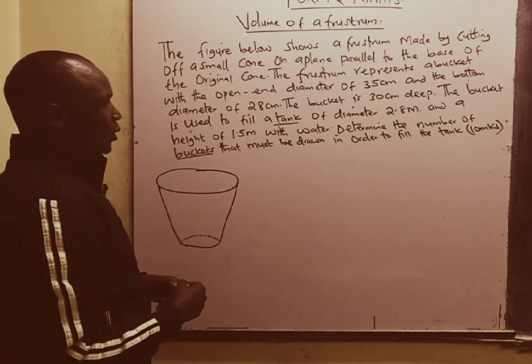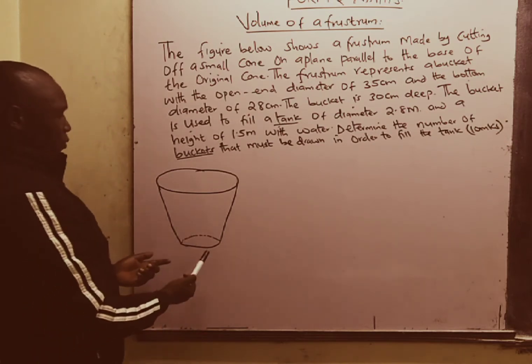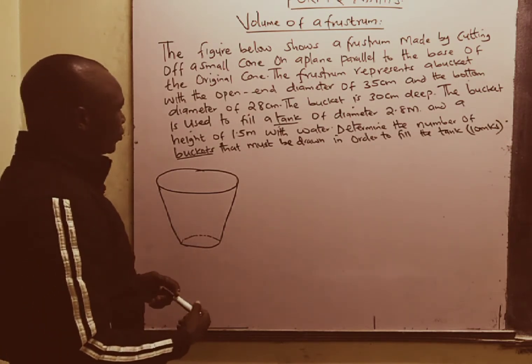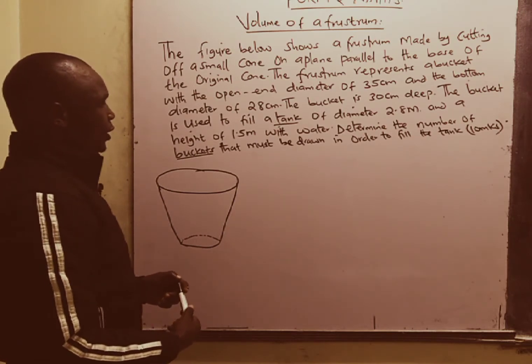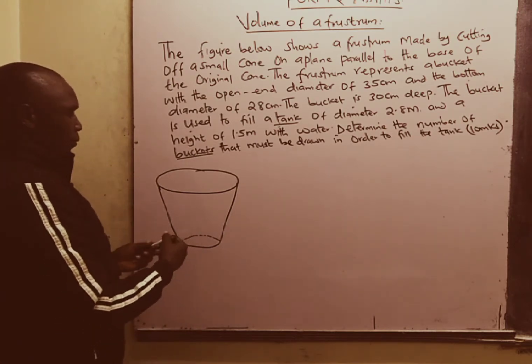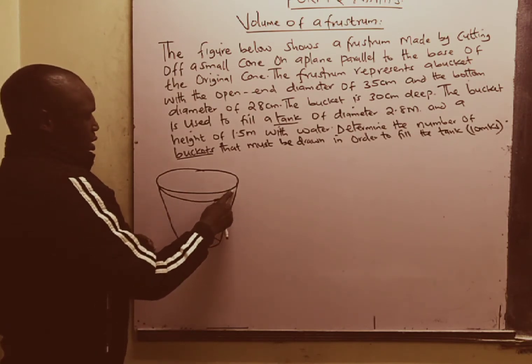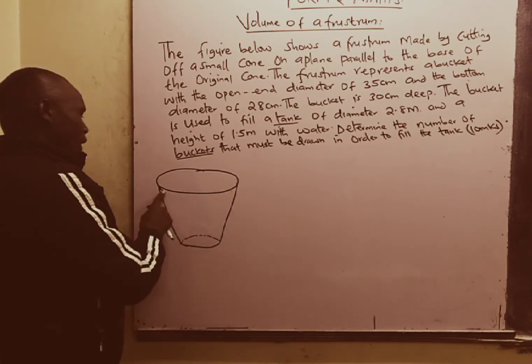Going straight to the question, the figure below shows a frustum made by cutting off a small cone on the plane parallel to the base of the original cone. This is where we have the base. The frustum represents a bucket. You all know how a bucket looks.